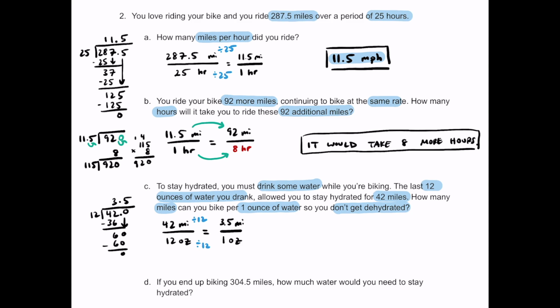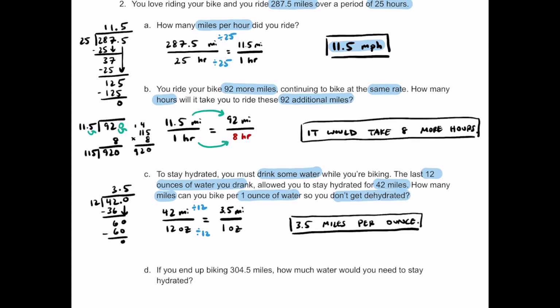So it says, how many miles can you bike per 1 ounce of water? And your answer is just 3.5 miles per ounce. When we say per ounce, we really understand that means per 1 ounce, right? You don't have to say the 1, we just assume that.